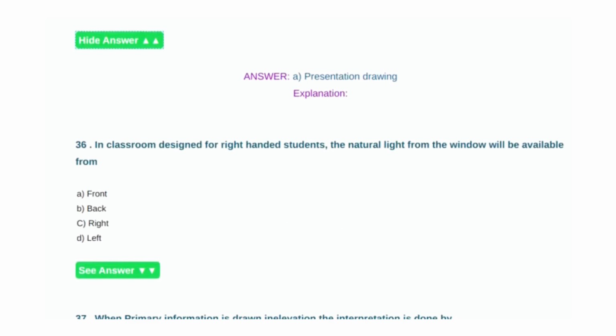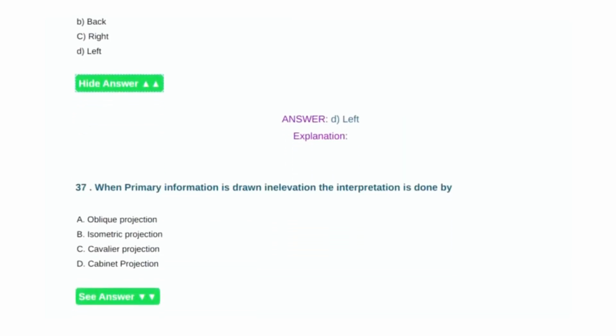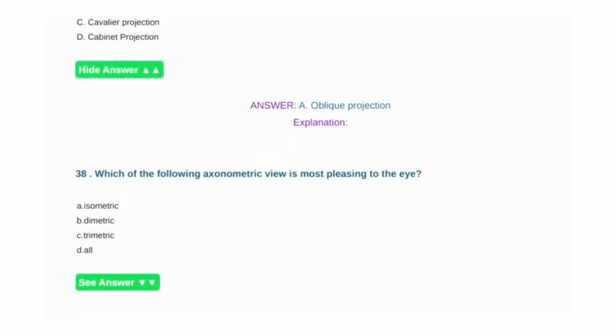In a classroom designed for right-handed students, the natural light from the window should be available from the left. When primary information is drawn in elevation, the interpretation is done by oblique projection. Which of the following axonometric views is most pleasing to the eye? Asymmetric, diametric, trimetric, isometric.